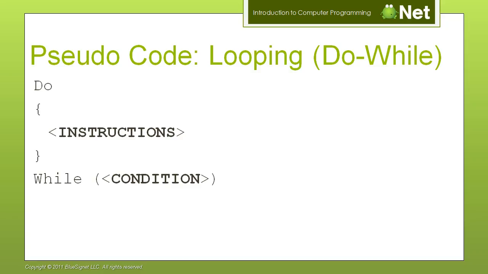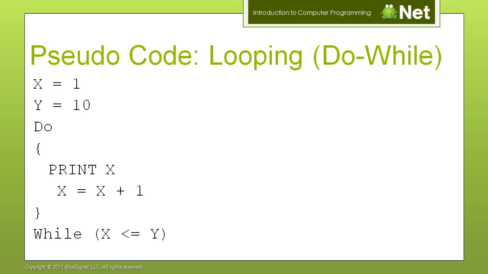So here's an example of doing a do-while loop where we set x equal to 1, y equal to 10, and then we print to the user the value of x and increment x. So while x is less than or equal to y, which is 10, repeat this loop. Now you can see the important thing to note here is that x is consistently increasing, and x is also being used in our decision statement below.